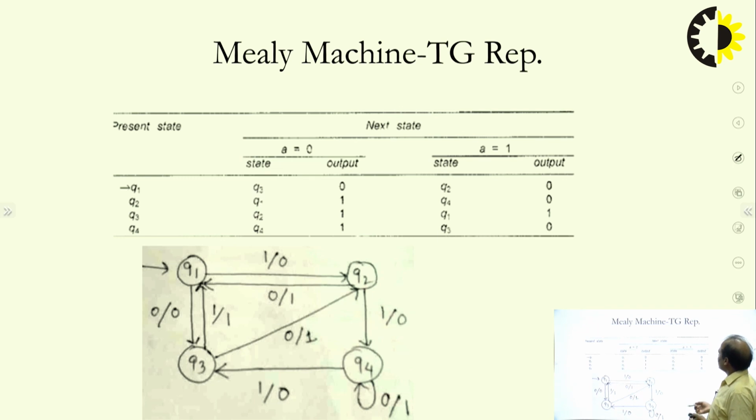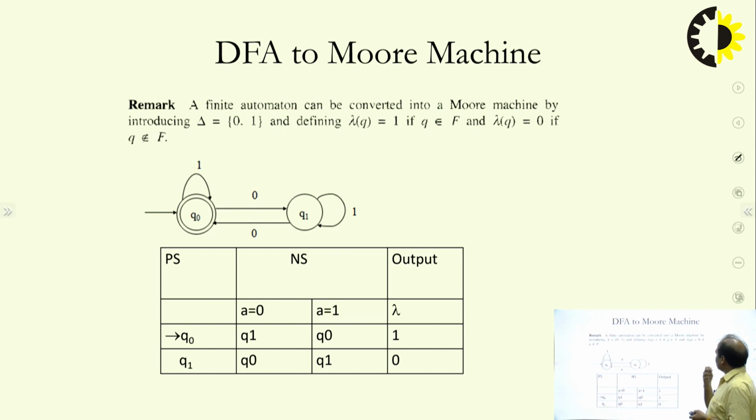So this is a transition graph representation. Look at here, Q1, 0, you are reaching Q3. This is input and this is output. Output is 0. Q1, 1, you are reaching Q2, this is input and output is 0. So this is representation of the Mealy machine. So what is important? How to convert DFA to Moore machine?